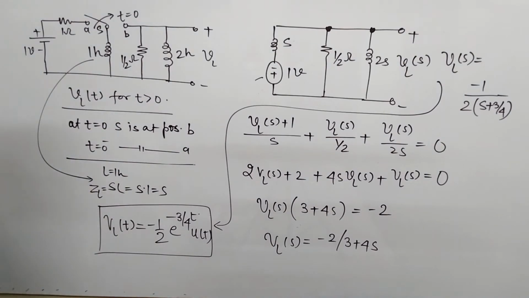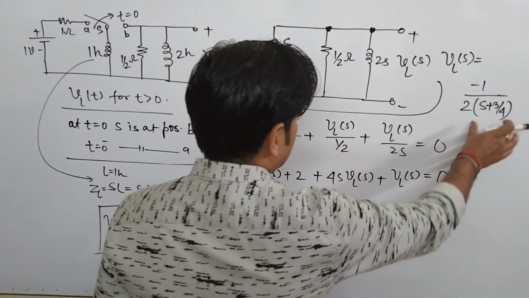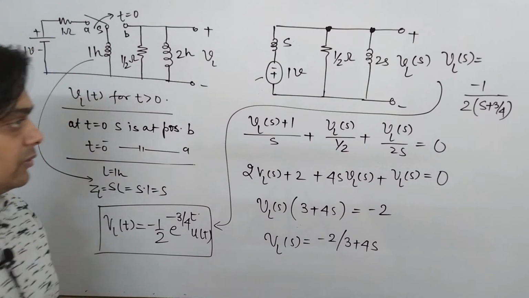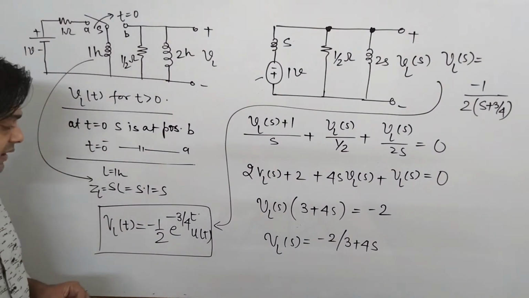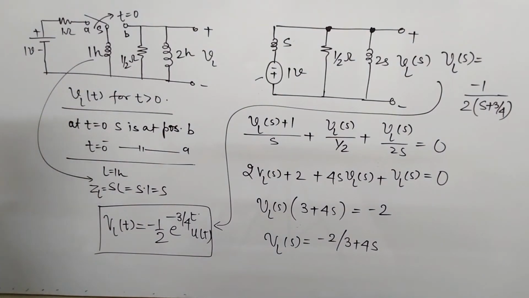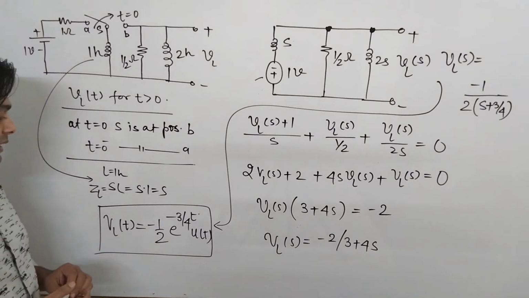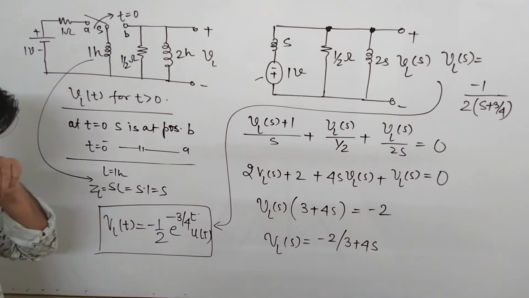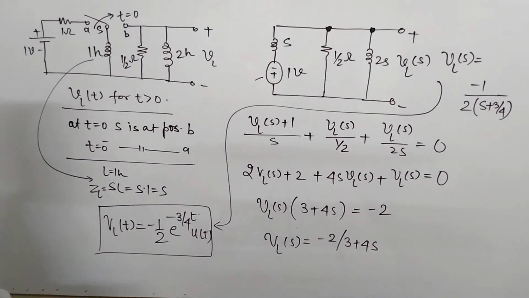This is the answer. You know the Laplace transform of 1 upon S plus 3 by 4. I am not going into that detail because you already know. So like that you can solve it and find the answer. So this VLT is minus 1 by 2 e to the power minus 3 by 4 t ut. So this is the problem and in this manner we have solved it.